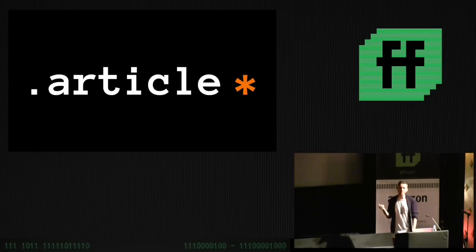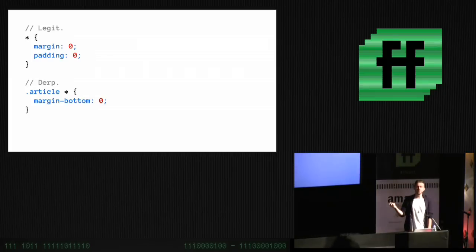Also the same basically with the star selector. It's legit to use this with a global reset, but as soon as you're doing that in a container, for example, you're probably doing something wrong somewhere else. So look out for those. They perform really bad, and it's just a good indicator that you're actually doing something wrong.